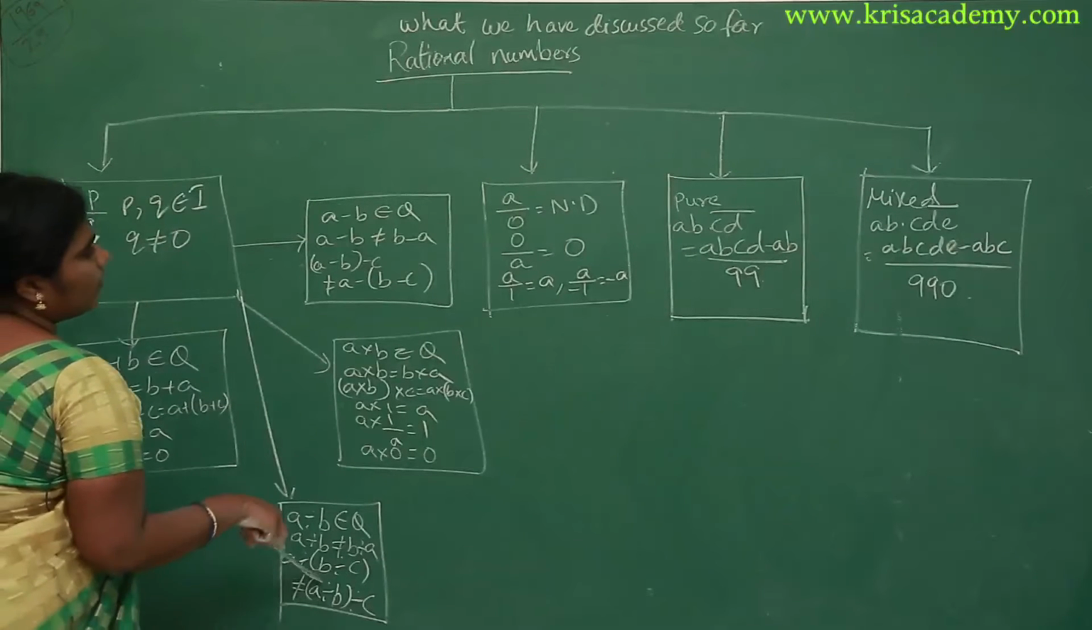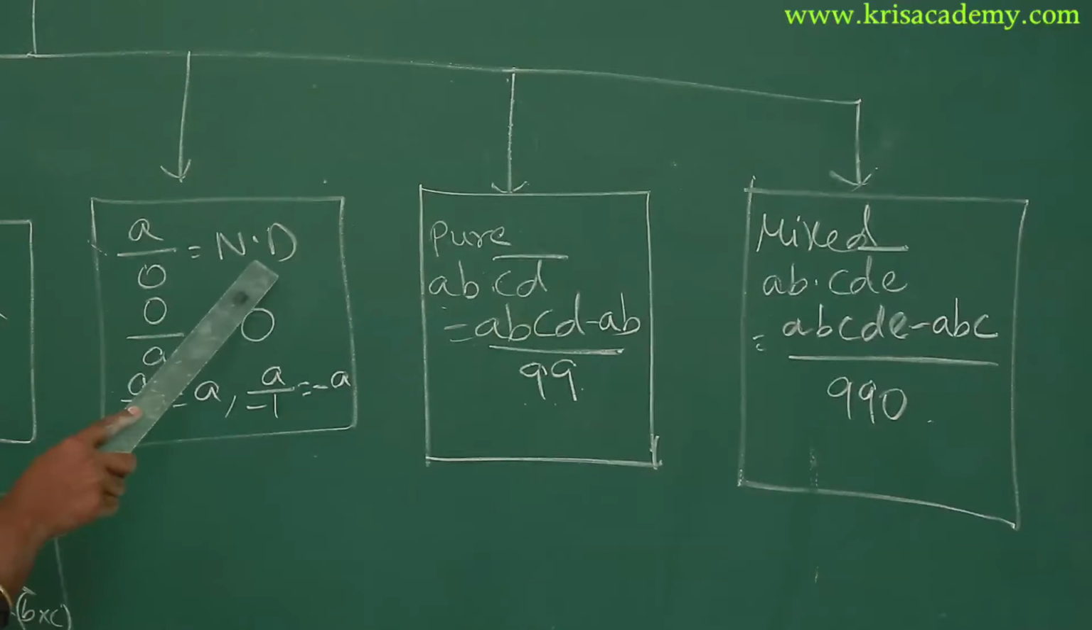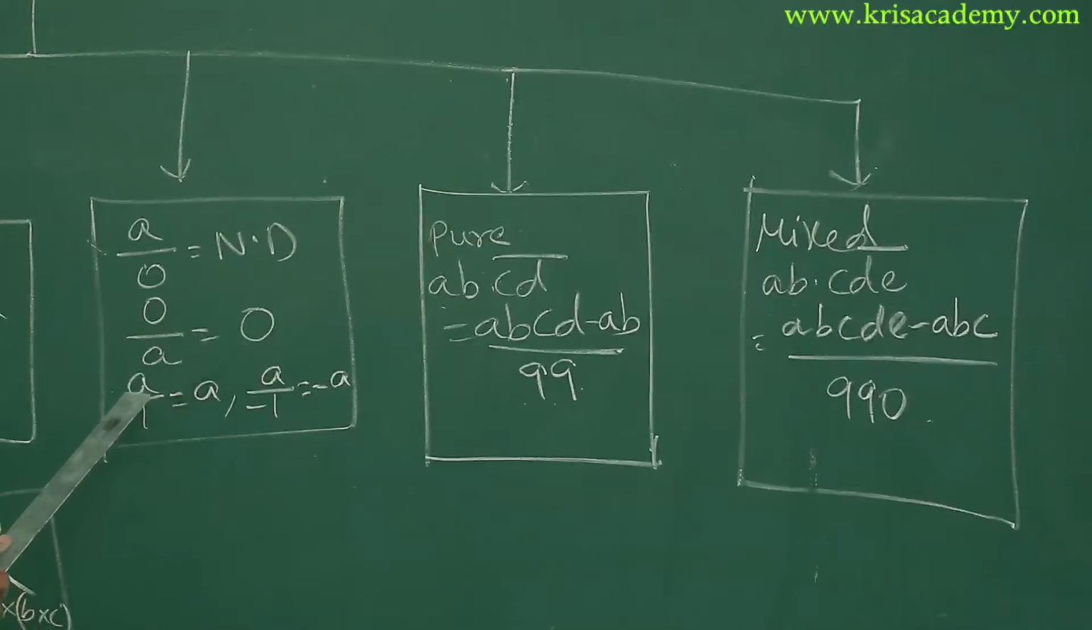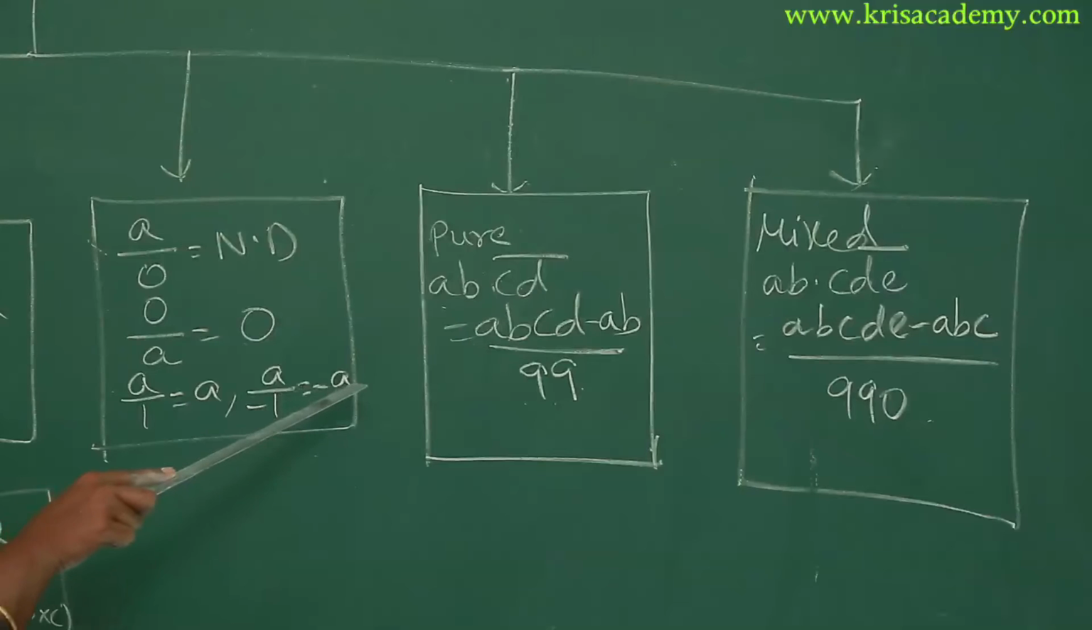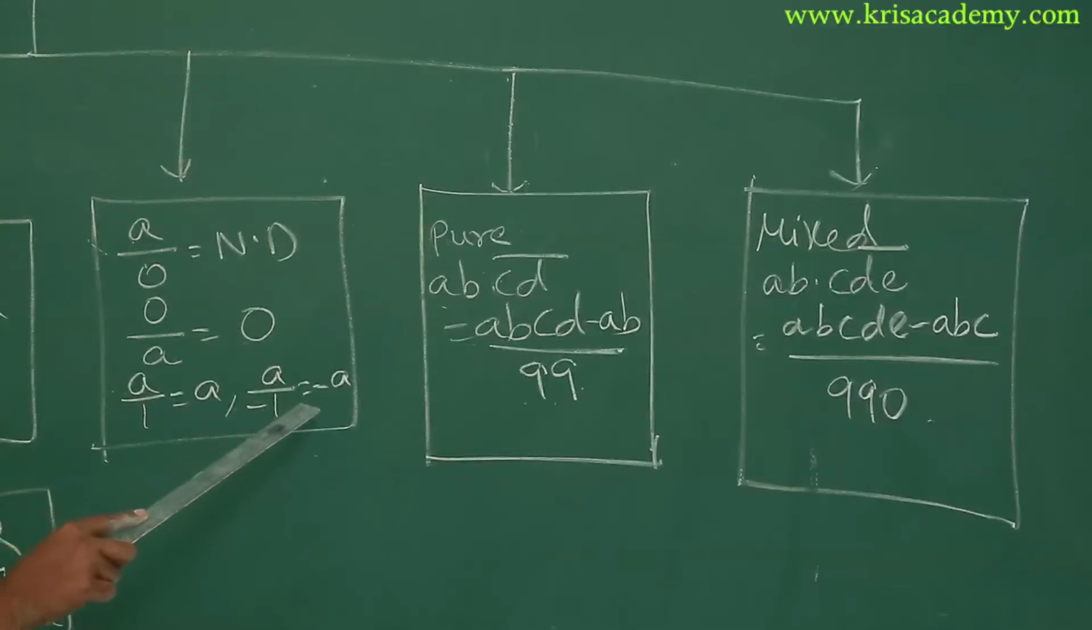Now next comes to the important division rules. A by 0 is equal to not defined. Any number divided by 0 is not defined. 0 by something is 0. Any number divided by 1 will get the same number. Any number divided by minus 1 will get minus of that number. So these are the 4 division rules. A by 0 is not defined. 0 by A is 0. A by 1 is A, A by minus 1 is minus A.